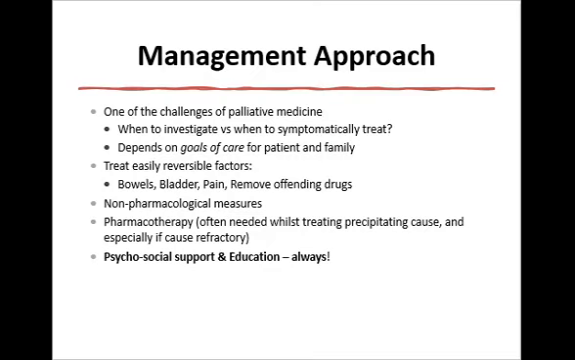When looking at a management approach of delirium, we need to look at when to investigate versus when to symptomatically treat. And this is going to depend on goals of care for the family. You could look at treating easily reversible factors like bowel, bladder, or pain issues, or removing offending drugs, looking at non-pharmacological measures before reaching for pharmacotherapy. And psychosocial support and education for the client and carer and family is always important.